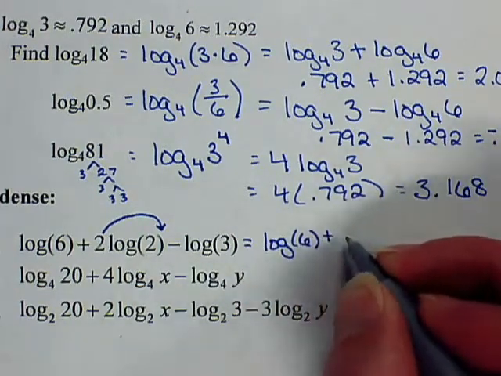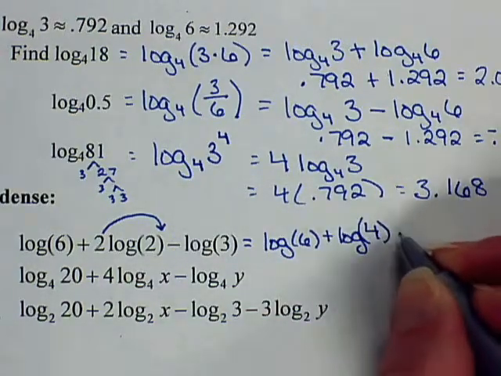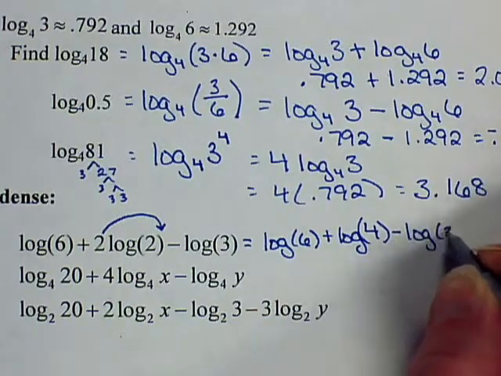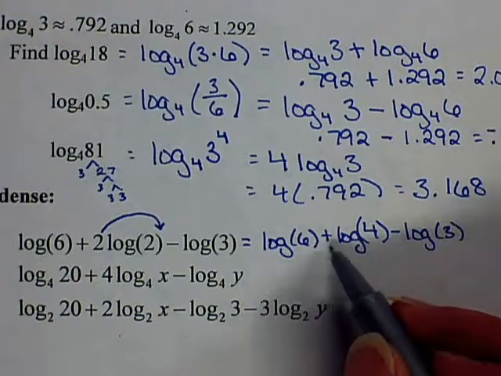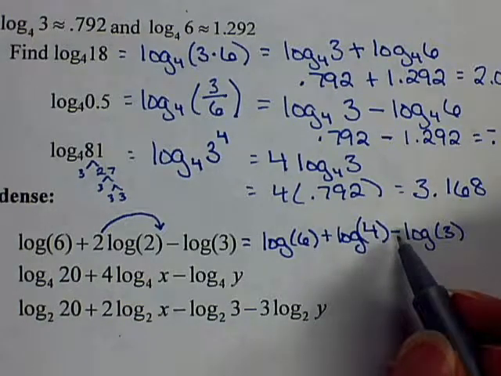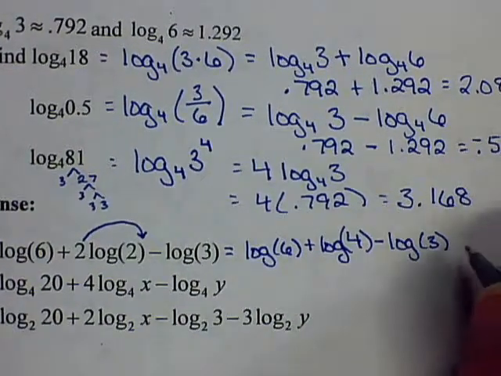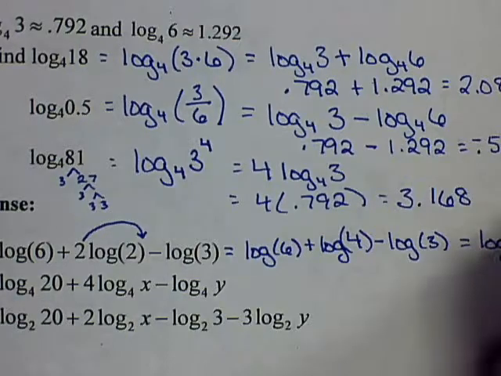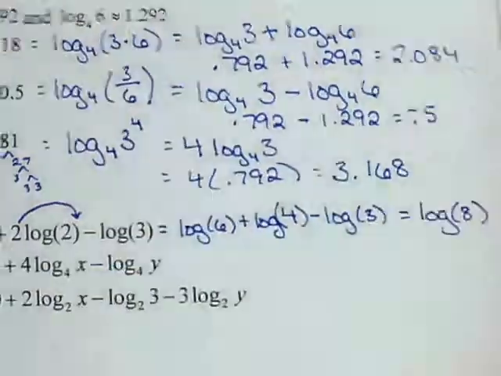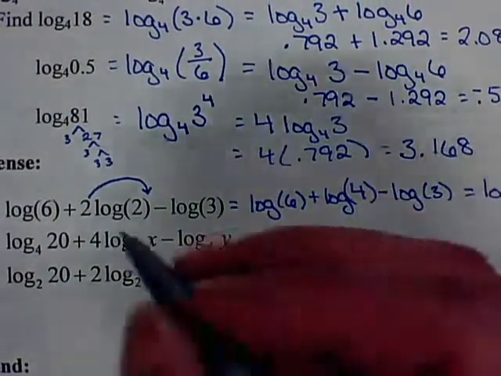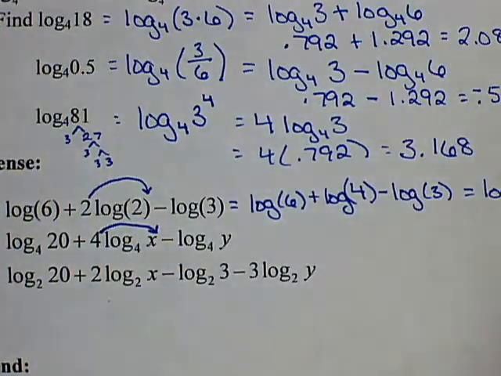Parentheses, only parentheses are around the arguments, that's okay. Next one is exponents. This 2 can go up here and become the exponent. So I end up with log of 6 plus log of 2 squared, which is 4, minus log of 3. Now, addition combines into multiplication, so this would be 6 times 4, and then that turns into division. 6 times 4 is 24, divided by 3, I end up with just the log of 8.